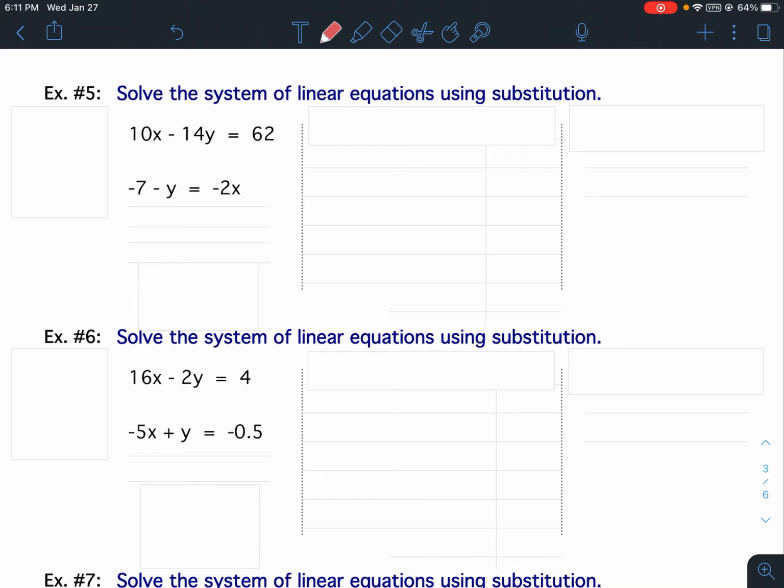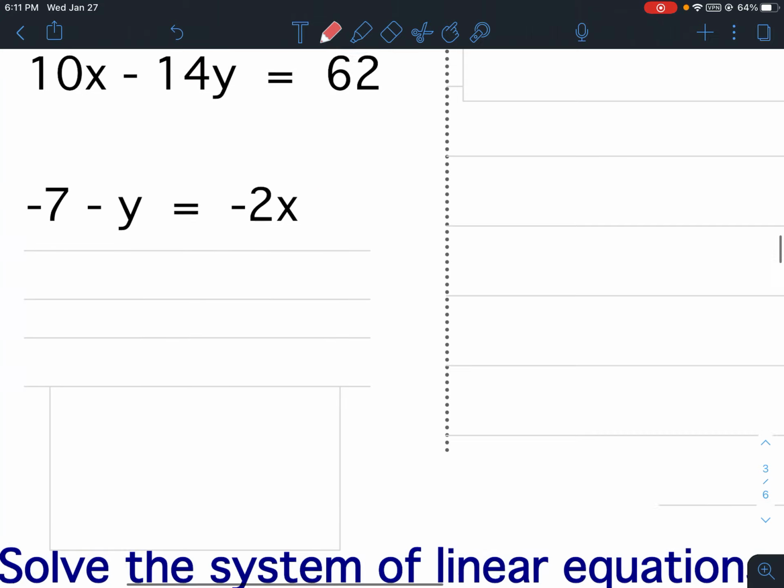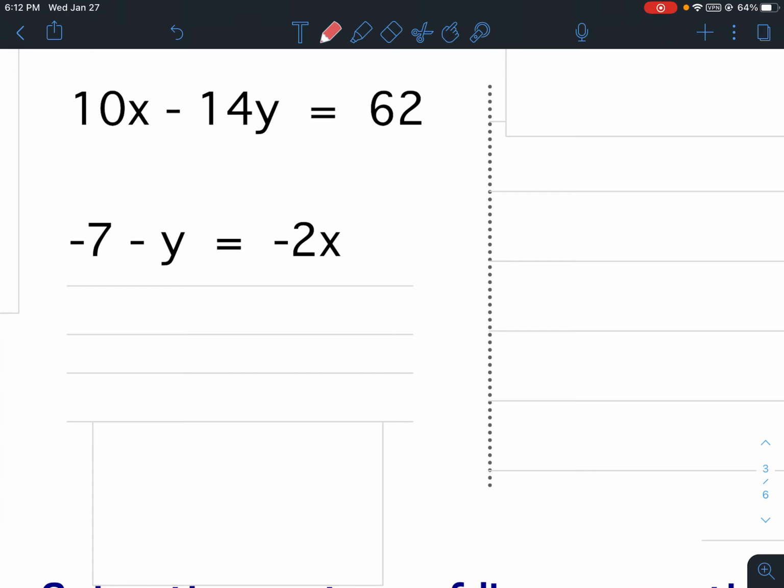Now, this is one step. If I divided everything by negative 2, it would be one step. However, I don't really want to do that because negative 7 divided by negative 2 is going to give me a fraction. So I want to stay away from fractions. The top x would take 2 steps, the top y would take 2 steps, and the bottom y actually is going to take 2 steps. But the bottom y has a positive 1 coefficient, so that's going to be what I'm going to solve for.